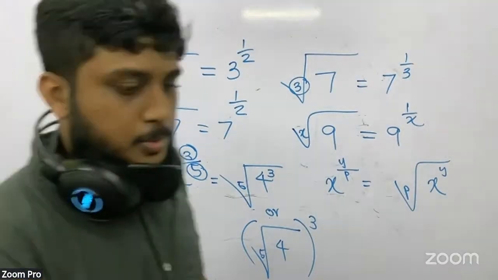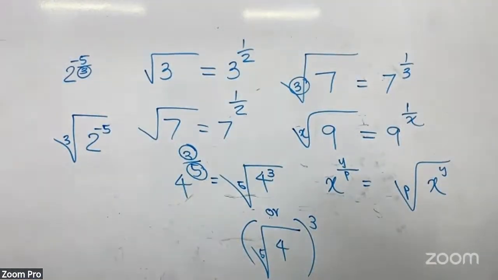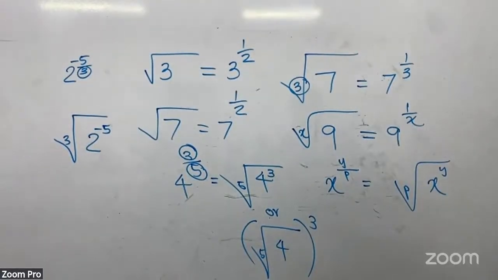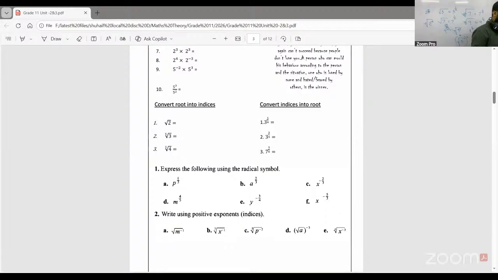Now, Buddha, you have this page. Please complete this page. If you complete this page, take a break. Until the teacher comes, I have given you work. Try to complete this entire page. The first part: express the following using the radical symbol. Radical symbol means like this. Then write using positive exponents. They are asking to convert that to positive. If you're done with this, take a small break. I will come soon.